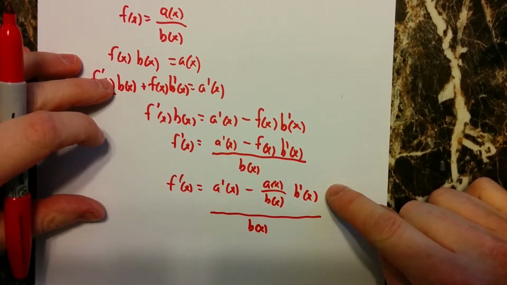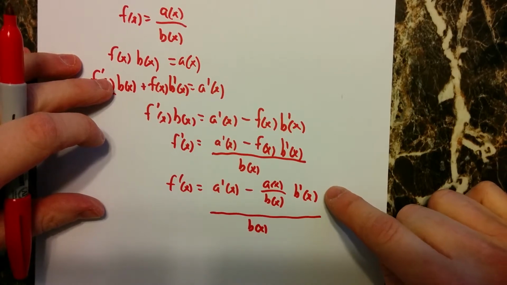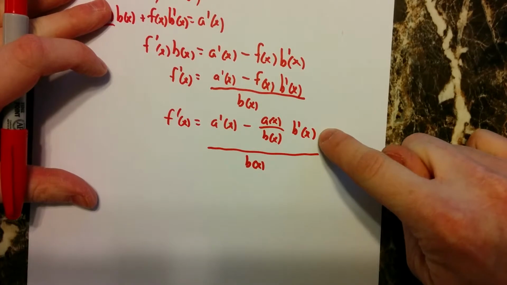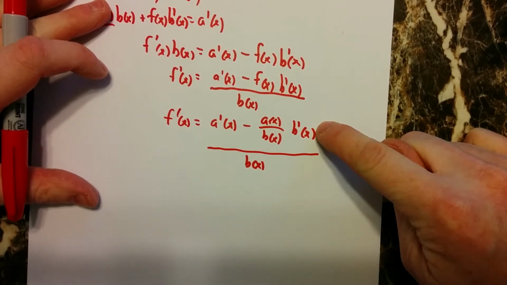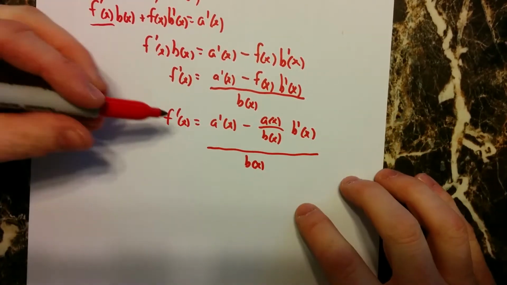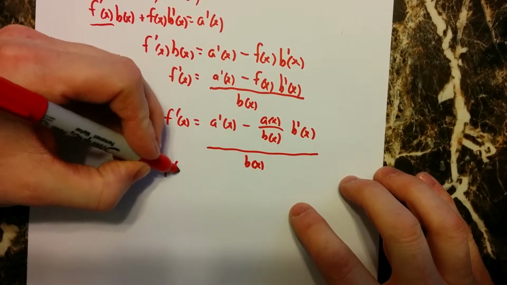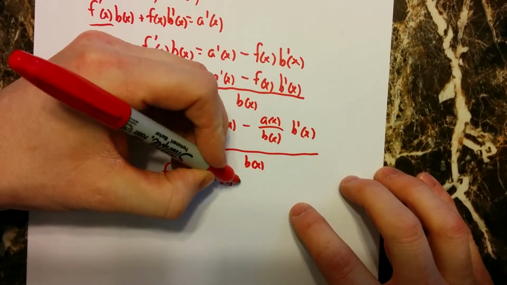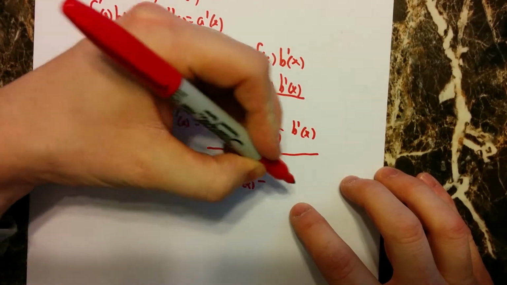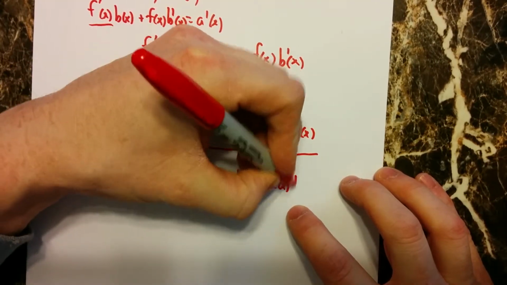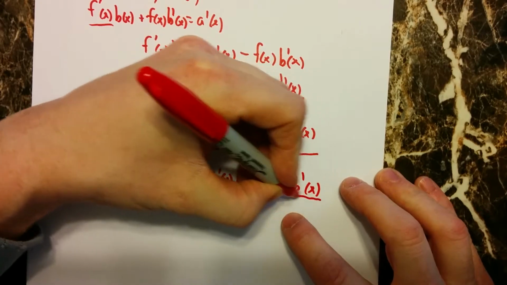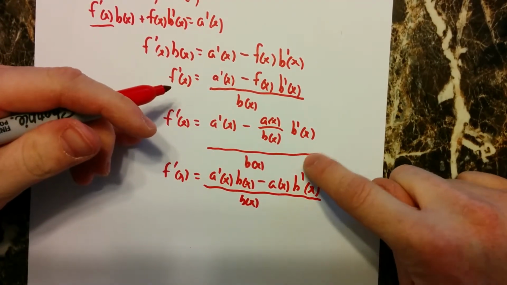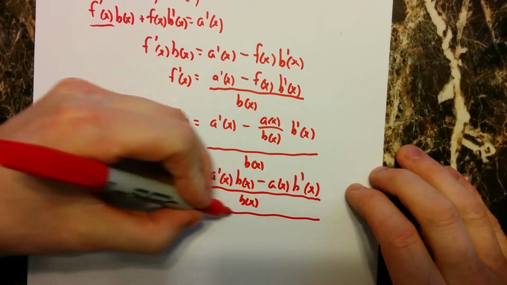This is sort of ugly, so we can manipulate it a little bit. What we're going to do first is get a common denominator here, and then we'll see what happens from there. So f prime of x is going to equal a prime of x, b of x minus a of x, b prime of x, all over b of x. Now that was just our common denominator. We still have this over b of x all the way down here.